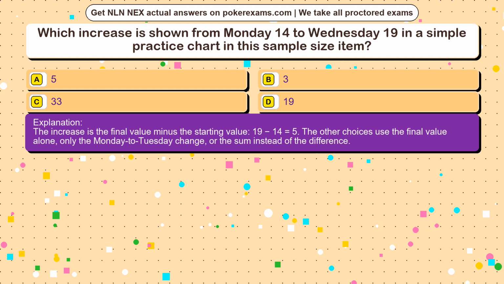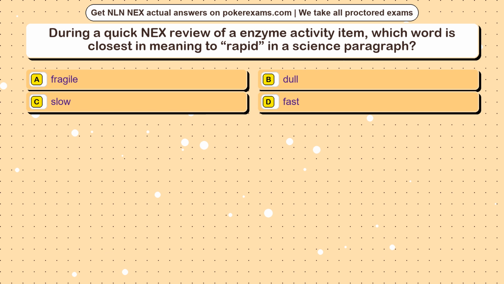difference. Question 2. During a quick NEX review of an enzyme activity item, which word is closest in meaning to rapid in a science paragraph? Option A, fragile. Option B, dull. Option C, slow. Option D, fast.